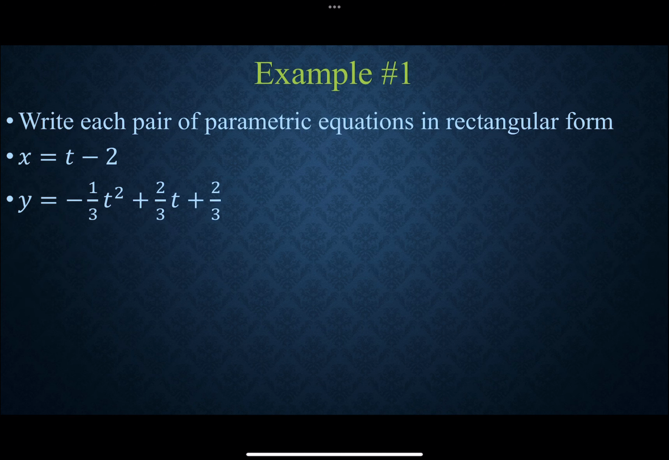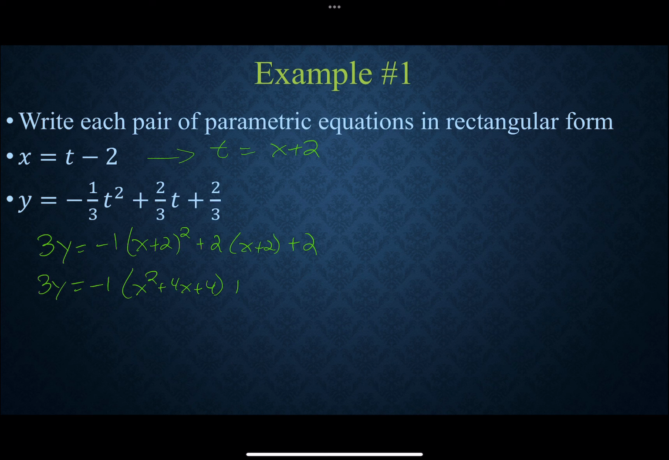So if we look at this first example here, obviously you have an x equation that's just t minus 2. The y equation has negative 1/3 t squared, 2/3 t, and 2/3. Clearly, it's easier to solve for t in the first equation. t is just x plus 2. And then we can substitute that into the second equation, where the first thing I'm doing is multiplying everything by 3 to get rid of my fraction. So it's negative 1 times x plus 2 squared, plus 2 times x plus 2, plus 2. When we FOIL out that, we get x squared plus 4x plus 4.